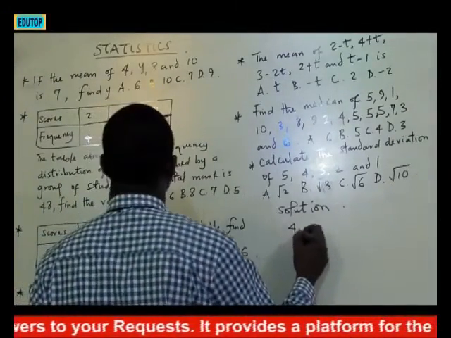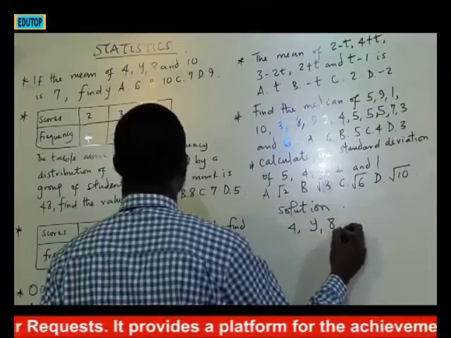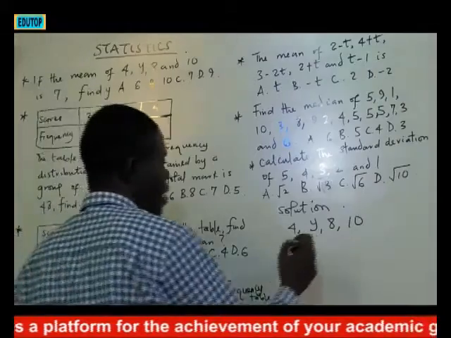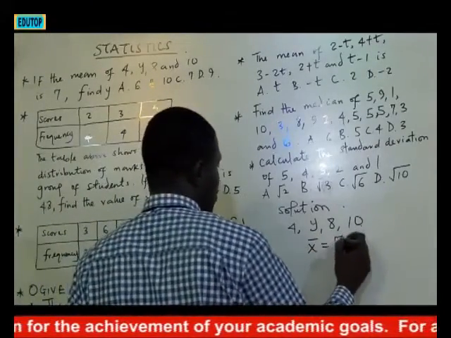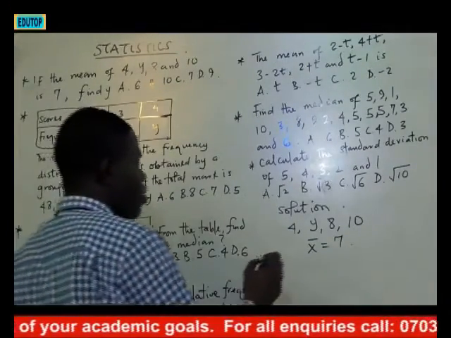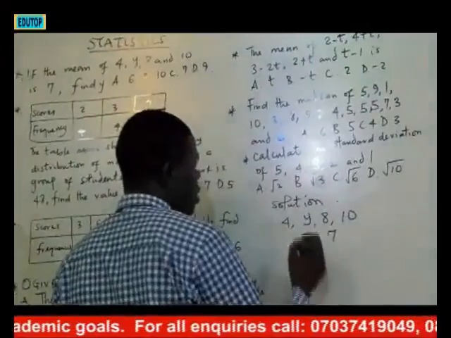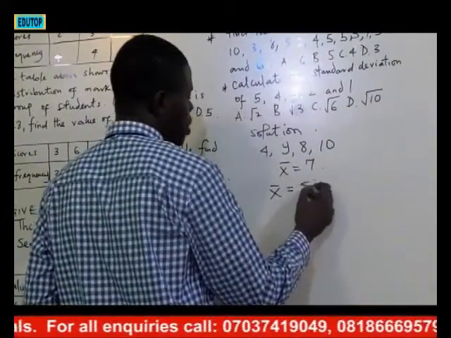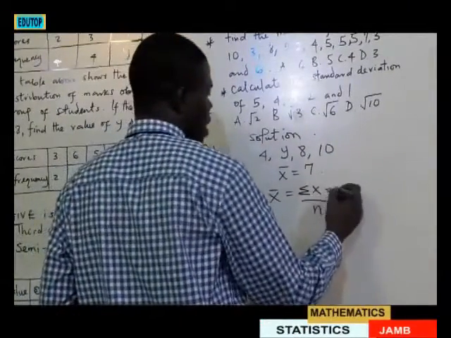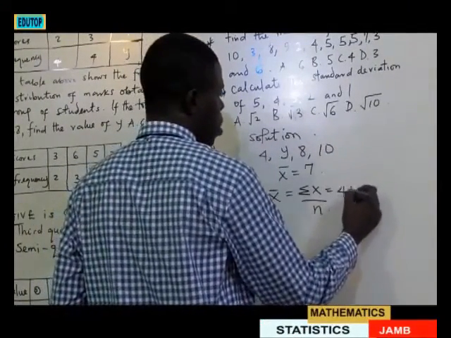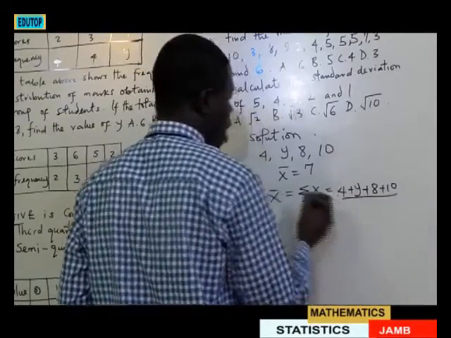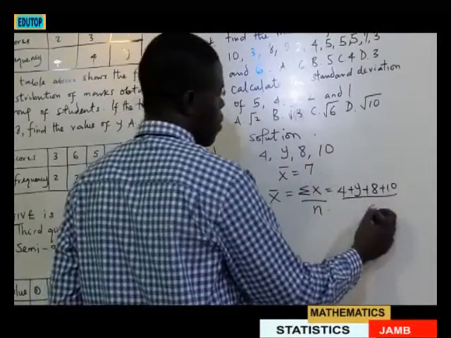So we have 4, y, 8, 10. Then the mean has been given to us, that is x bar, to be 7. And the question asks us to find the value of y. By virtue of our formula for calculating the mean for ungrouped data, we have summation of x over n. That is our formula. So we are meant to add them up: 4 plus y plus 8 plus 10, then over the number. How many do we have? 1, 2, 3, 4. We have 4.